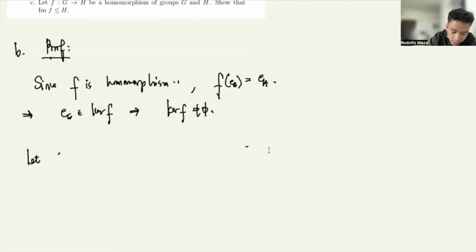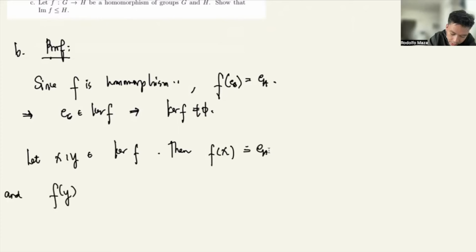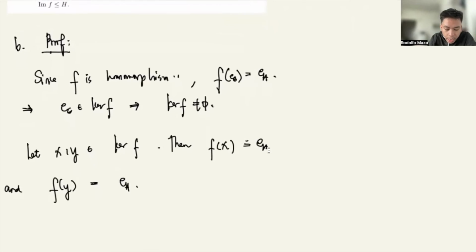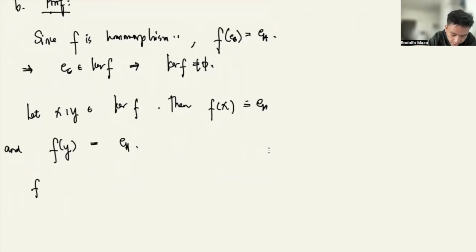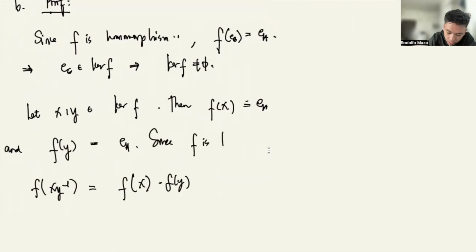So, let X and Y in kernel of F. Okay. So, mangyayari dito, that's F of X is equal to E sub H and F of Y is equal to E sub H as well. Okay, this holds for an arbitrary X and Y coming from the kernel of F. So, di ba pwedeng ito? X, Y inverse. Di ba alam natin this is F of X, F of Y, since F is homo.